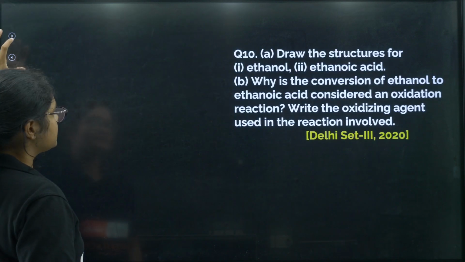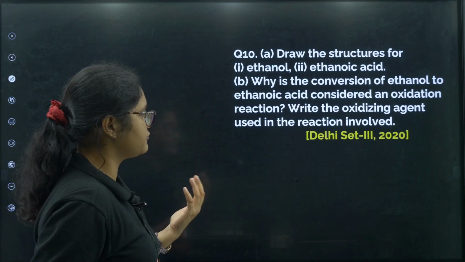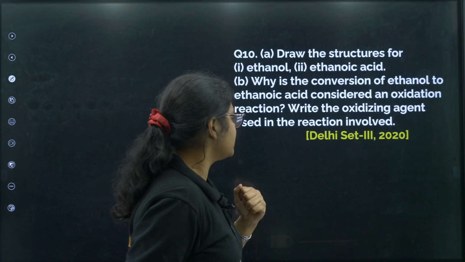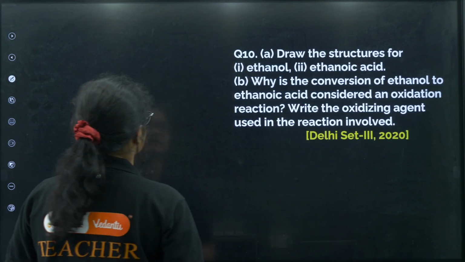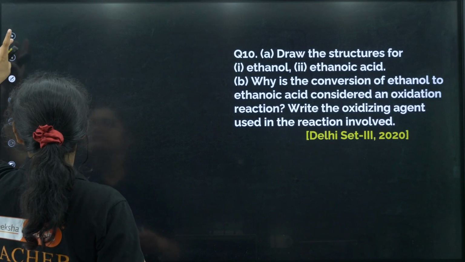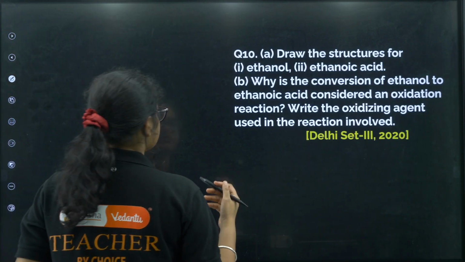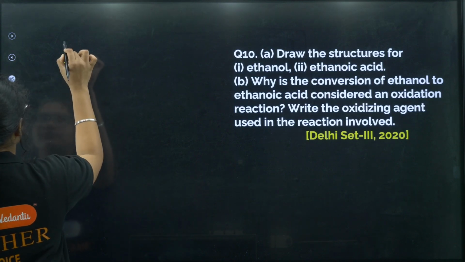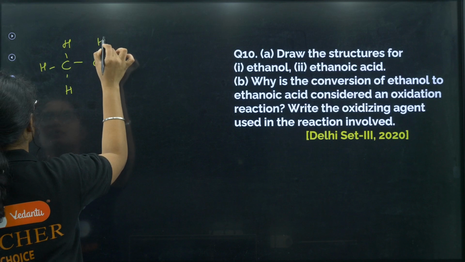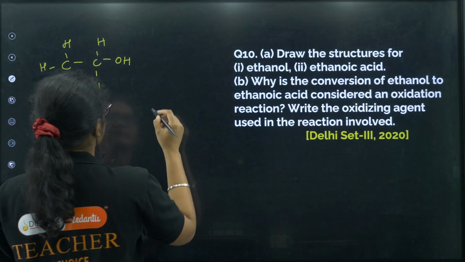Okay. Next is draw the structures of ethanol and ethanoic acid. Why is the conversion of ethanol to ethanoic acid considered as an oxidation reaction? Write the oxidizing agent involved in this reaction. Okay, so we have entered now the 3 marker questions. So, structure of ethanol and ethanoic acid. If I draw the structure of ethanol, it is like this: CH3, CH2, OH.